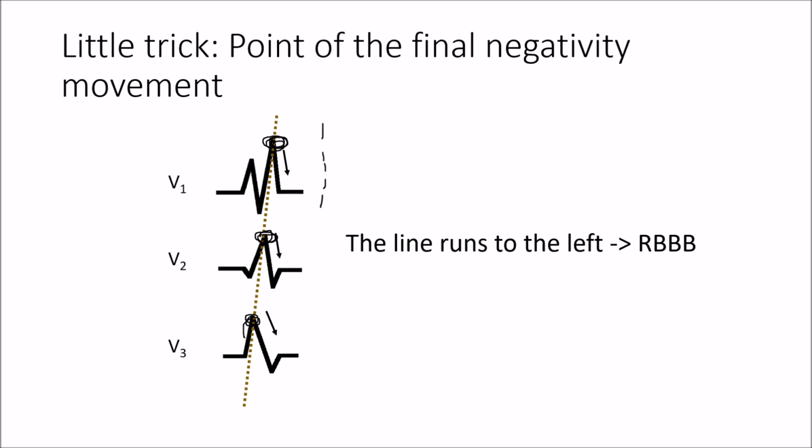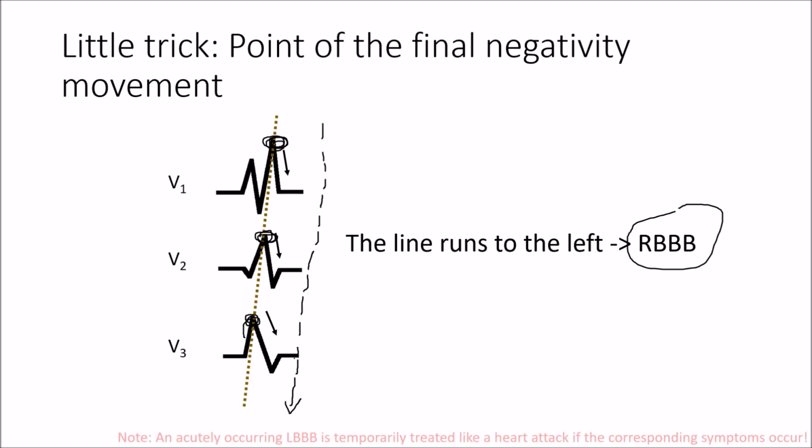If this line runs to the left, it is a right bundle branch block. On this slide you can see an example of this. If the line goes to the right, it is a left bundle branch block. A newly occurring left bundle branch block with chest pain is treated like a heart attack until proven otherwise.